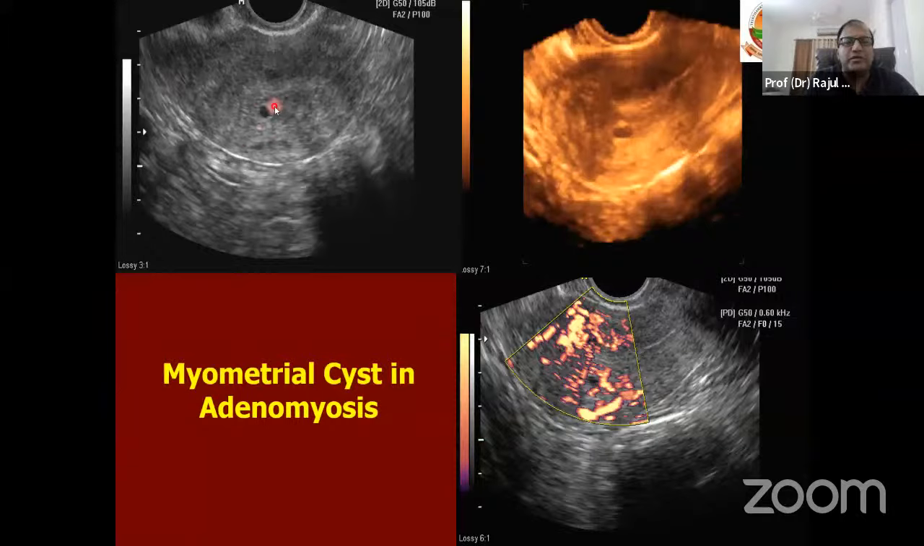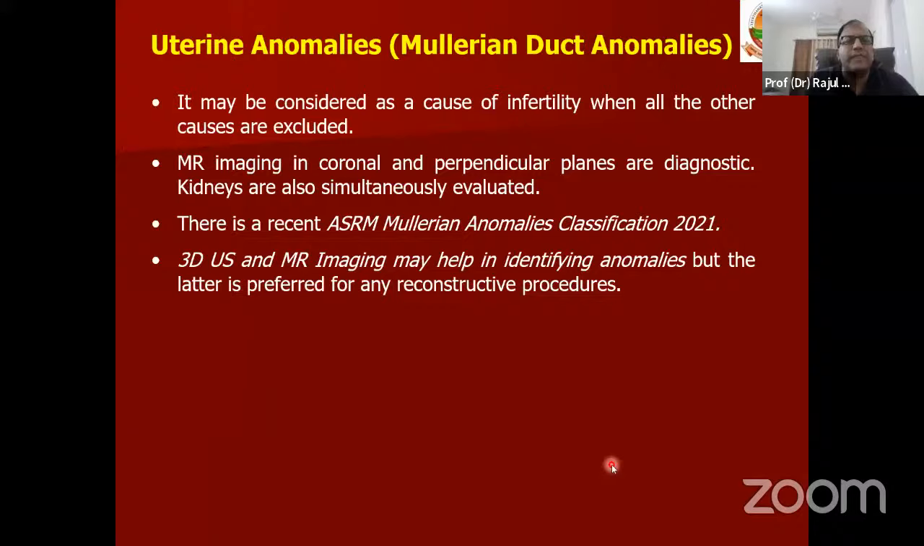We talked of the myometrial cysts. These are often seen well, and this is a 3D image which better delineates this, and putting on the power Doppler gives the high vascularity to this uterus, indicating that this is adenomyosis.